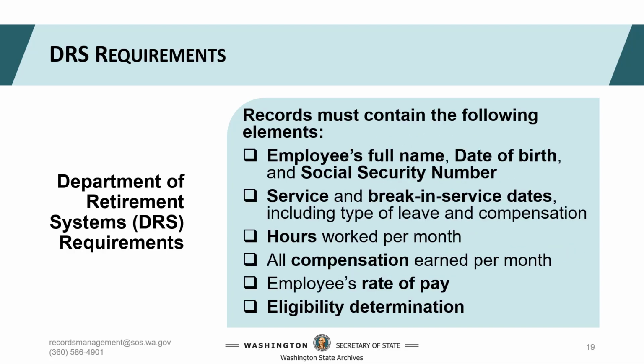The retention of retirement verification records is not one size fits all. We've consulted with the Department of Retirement Systems on this information, but make sure you verify with your agency's retirement authority. The necessary elements include the employee's name, the date of birth, the social security number, service dates, break in service dates, including type of leave, the hours worked, compensation, rate of pay, and eligibility determination.